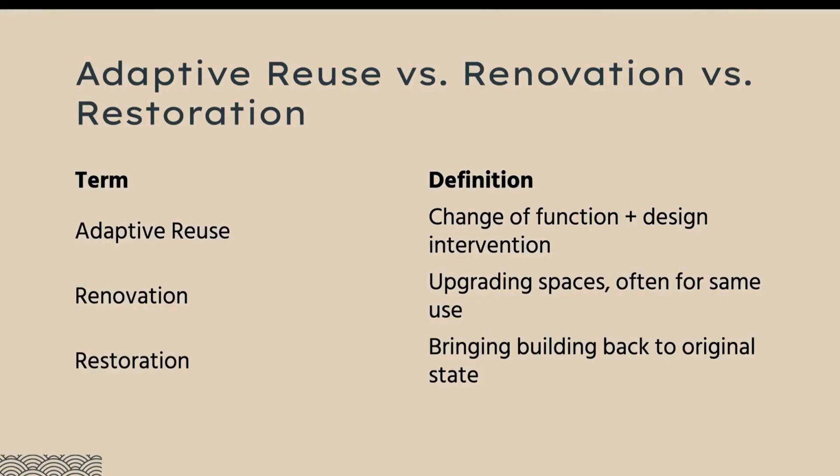So what is the difference between adaptive reuse, renovation, and restoration? Adaptive reuse means a change of function, a new function, with design intervention. So the design is minimized. Renovation means upgrading the spaces. You add new spaces. The function is usually the same. Restoration means bringing the building back to its original state. Maybe before restoration there was a renovation, so restoration tries to bring the building back to its original state before the renovation.